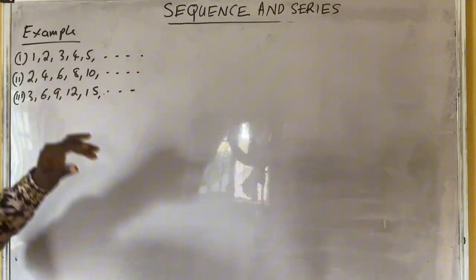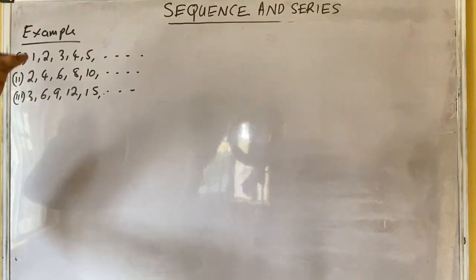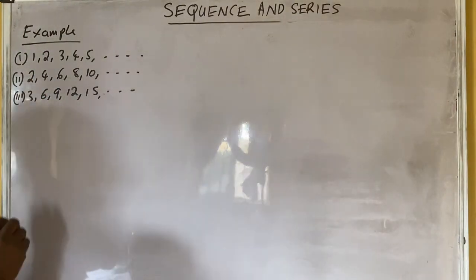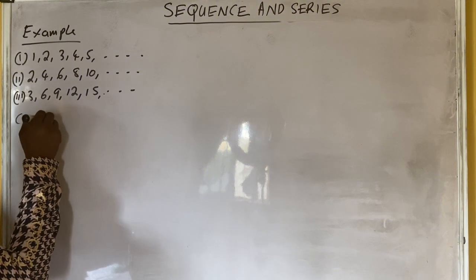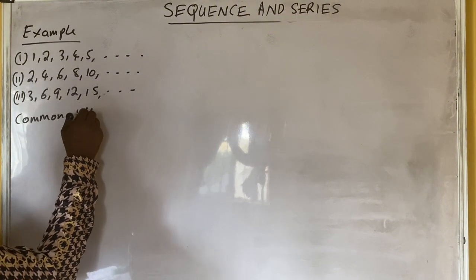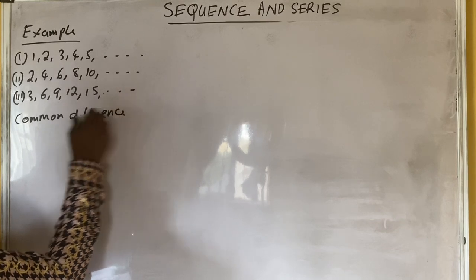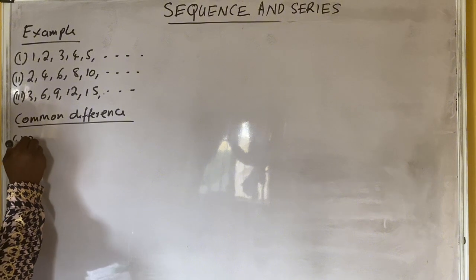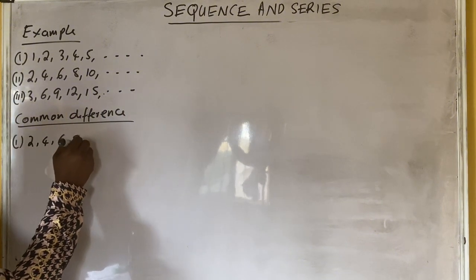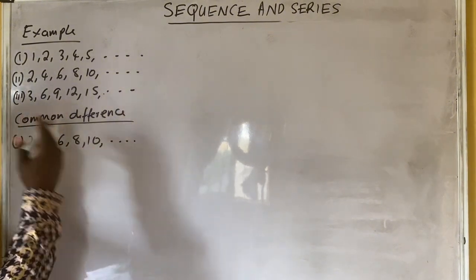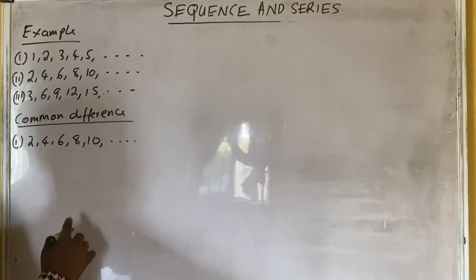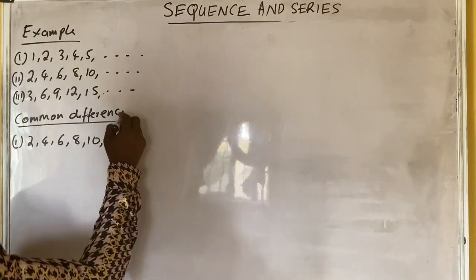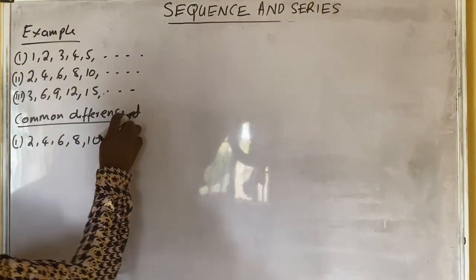Okay, so when you look at these numbers, you find out that these numbers were actually generated according to a definite pattern. Okay, so that's what we call common difference. So when you have a sequence, for example, 2, 4, 6, 8, 10, and you are required to find the common difference, our common difference is represented using the small letter D, okay? So we use small letter D to represent our common difference.